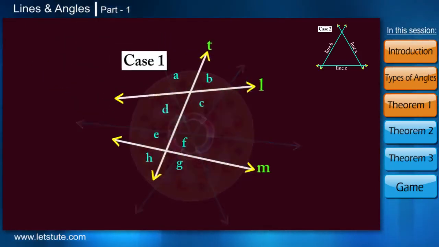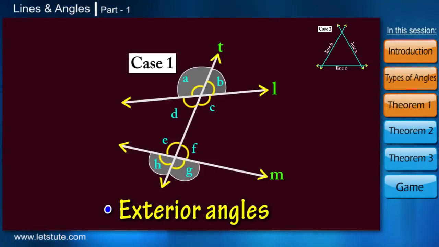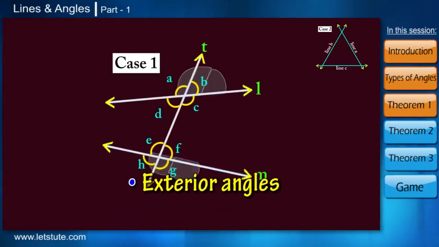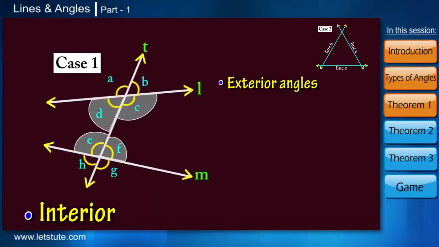Now, in case 1, we can see that there are 8 angles formed. Angles A, B, G and H are called exterior angles because they are outside the lines, and angles C, D, E and F are called interior angles because they are inside or between both the lines.